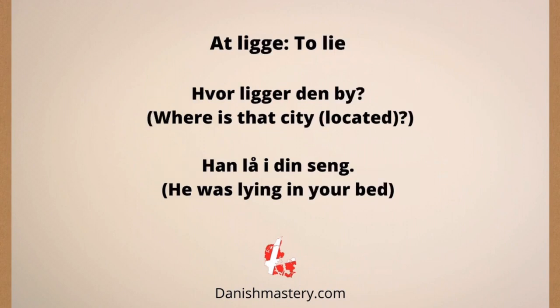At ligge. To lie. And lie as in location or lying down. Not lying as in telling a lie. Alright. Hvor ligger den by? Where is that city located? Like, where is it lying? Han lå i din seng. He was lying in your bed. So random. And this is an irregular verb. We have some irregular verbs, but we also have many irregular verbs, so don't panic too much.